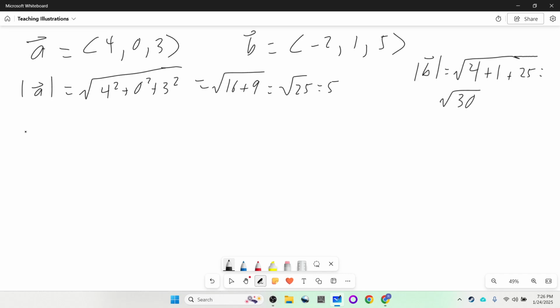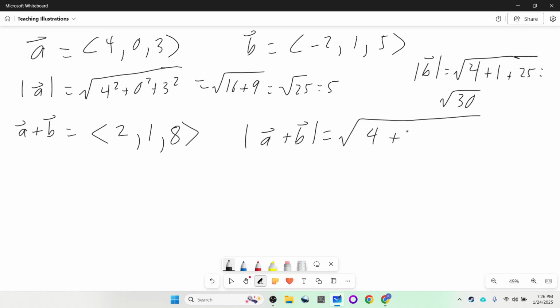Okay, what is A plus B? Well, we add these piece by piece. 4 plus -2 is 2. 0 plus 1 is 1. 3 plus 5 is 8. And then what is the length of A plus B? Well, it's the square root of 4 plus 1 plus 64, which would be the square root of 69.